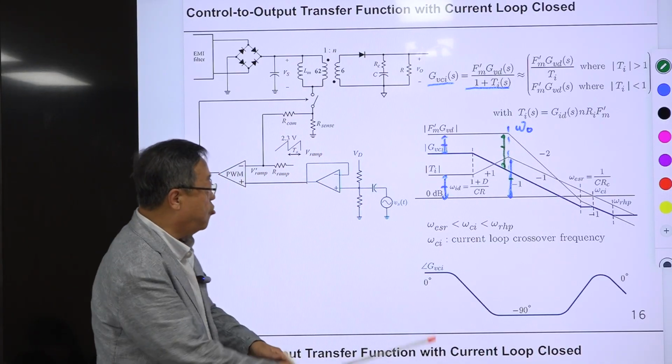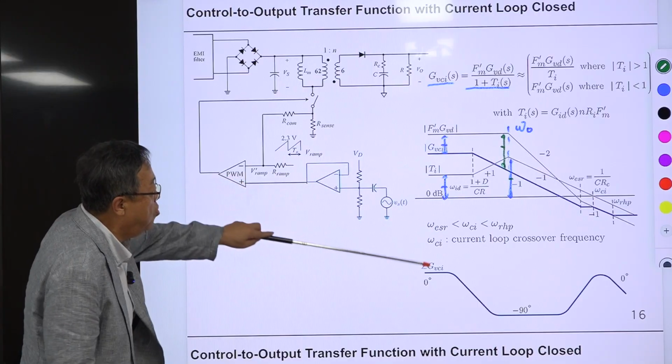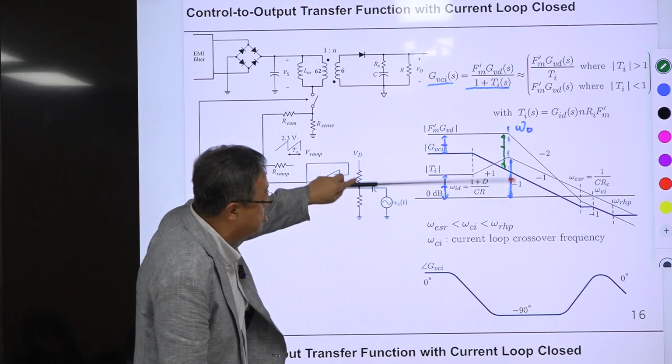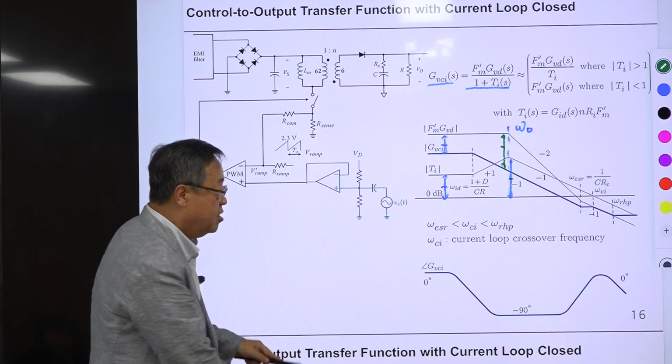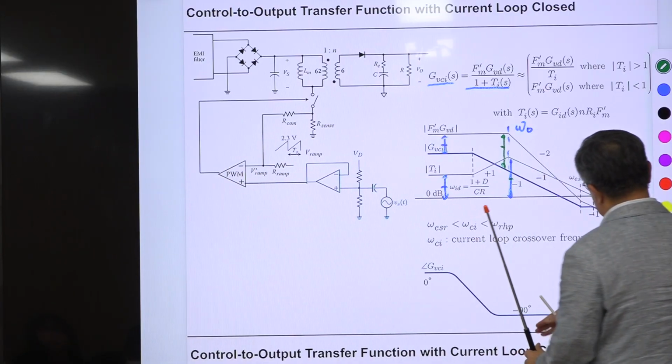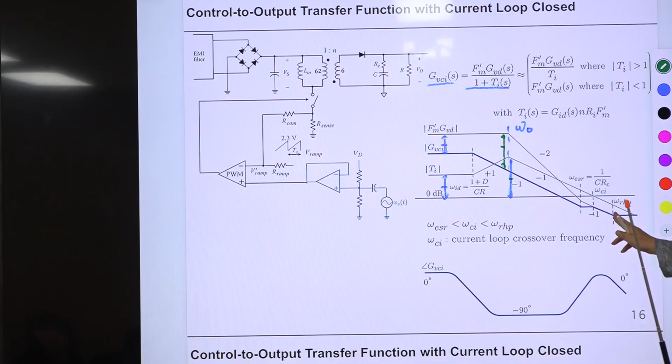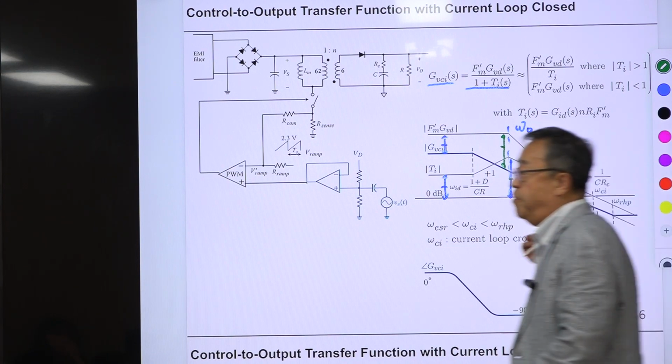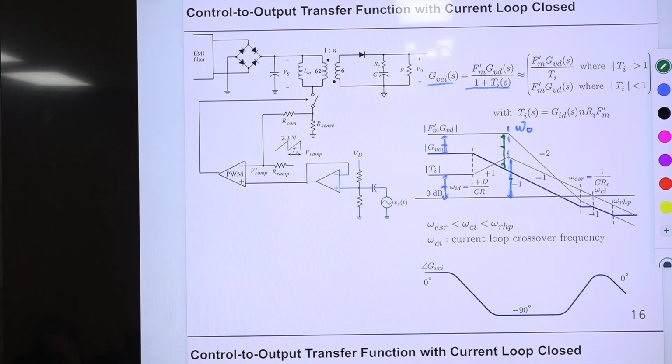Okay. This is the phase curve. It starts from 0 and goes to this -1 slope, which means phase is dropped to -90 degrees, and there is a zero that is increasing, and this omega RHP is a pole in terms of phase, so it goes down. Okay, so this is the prediction of these characteristics.